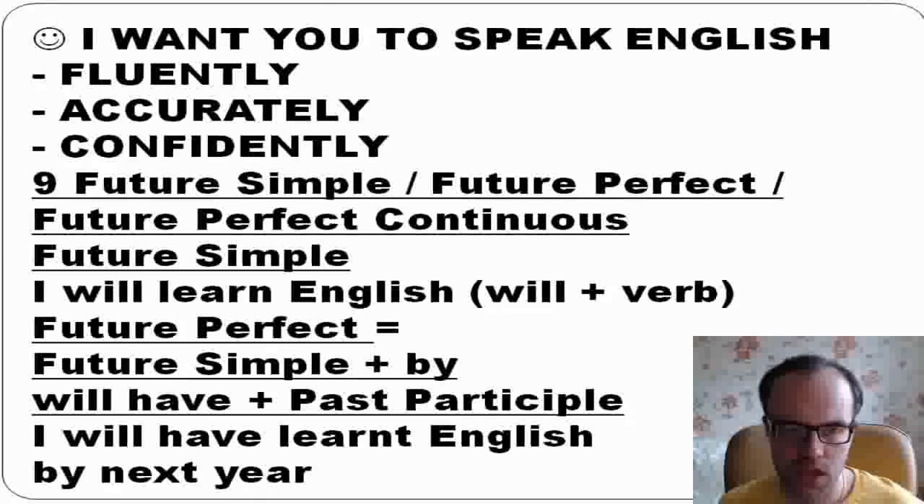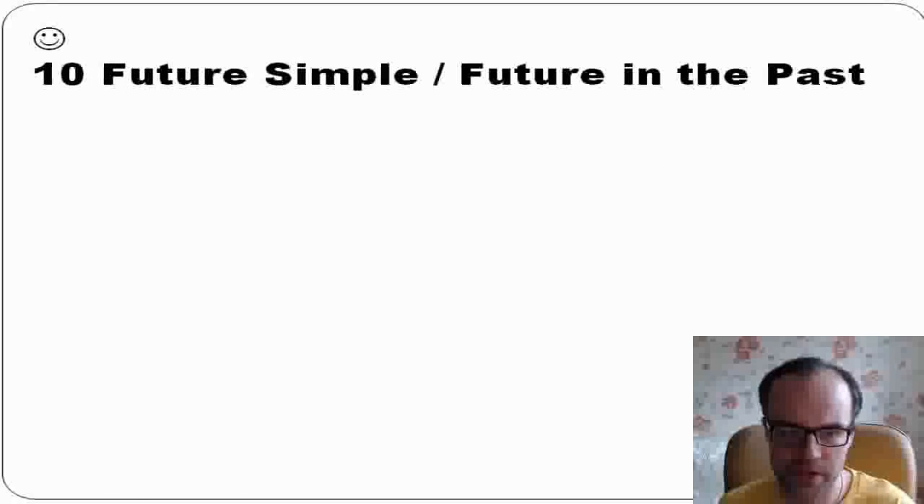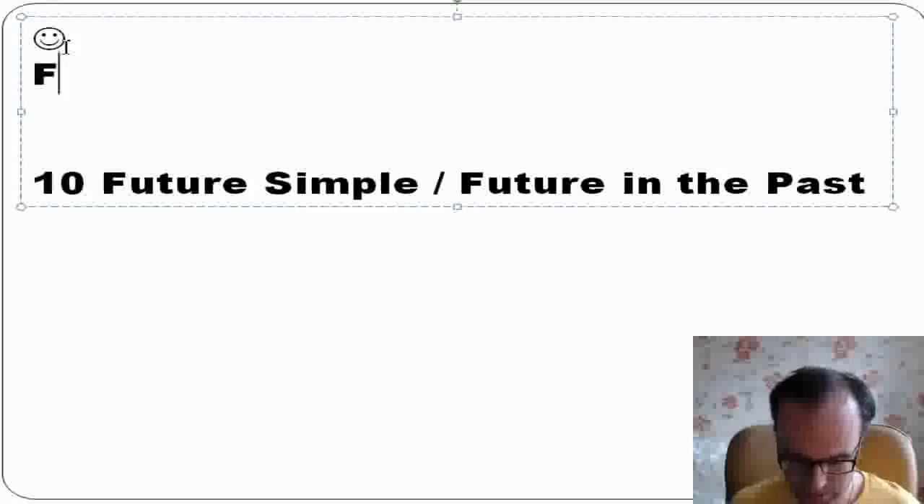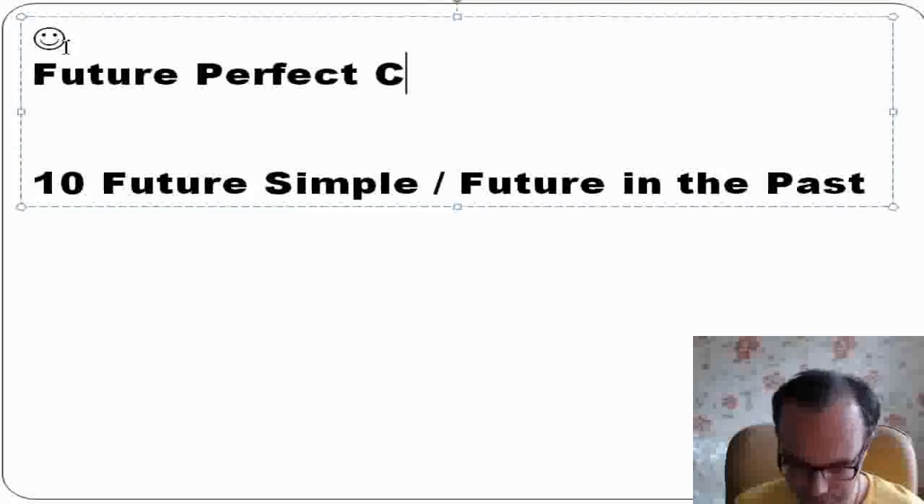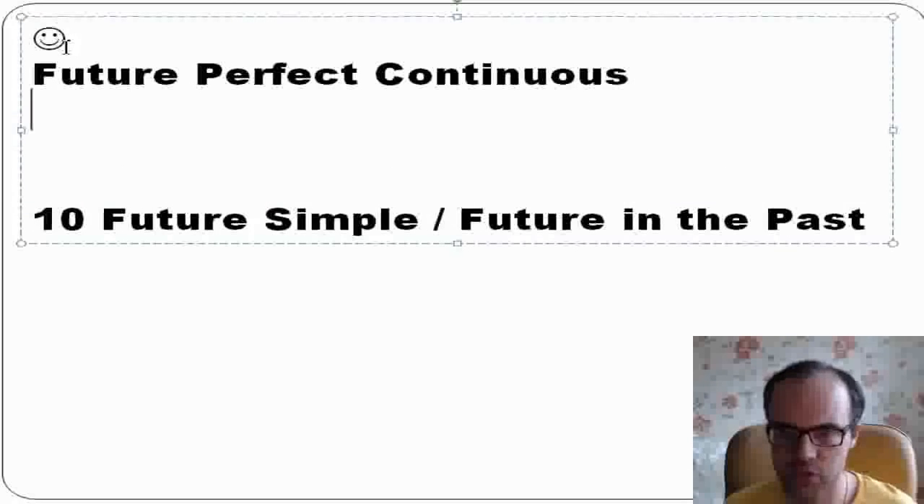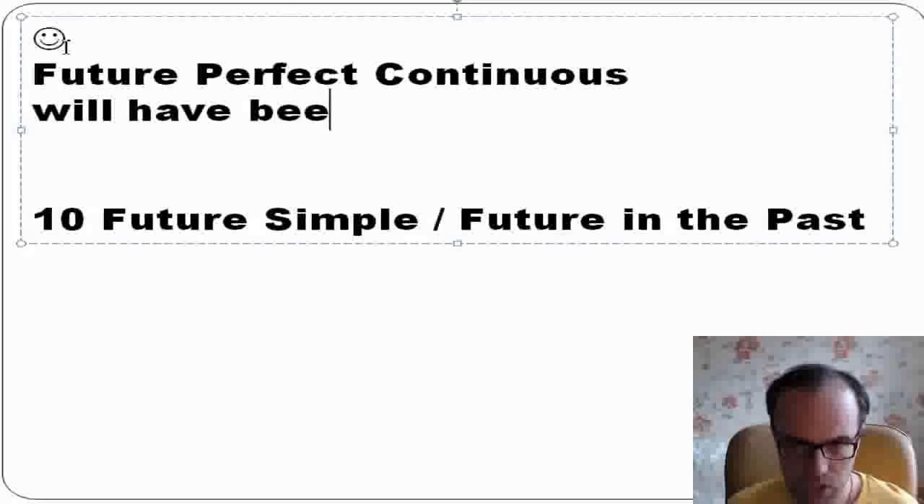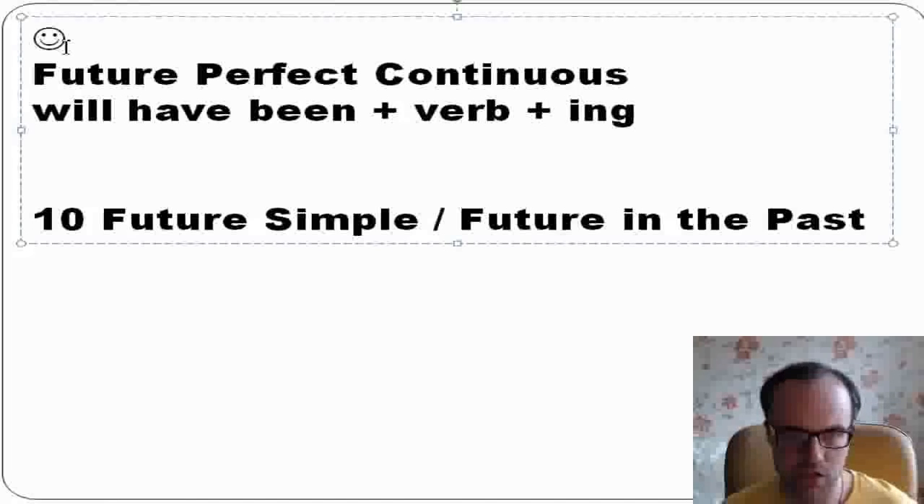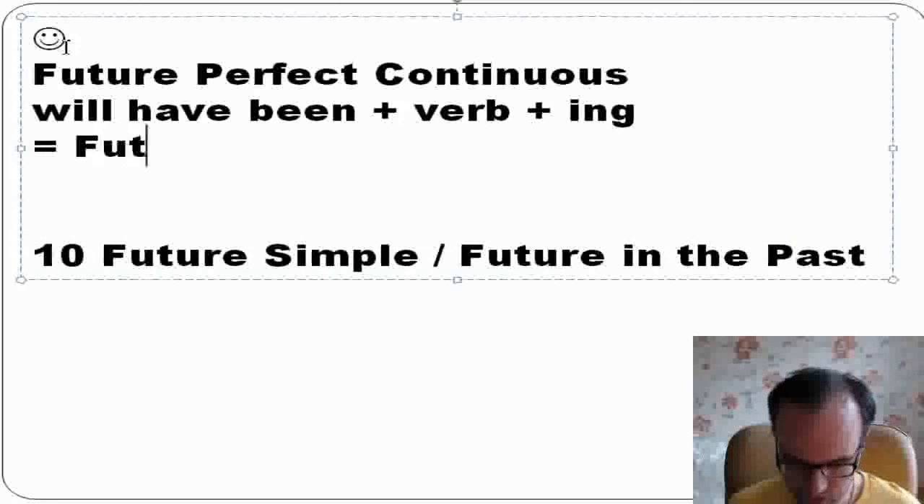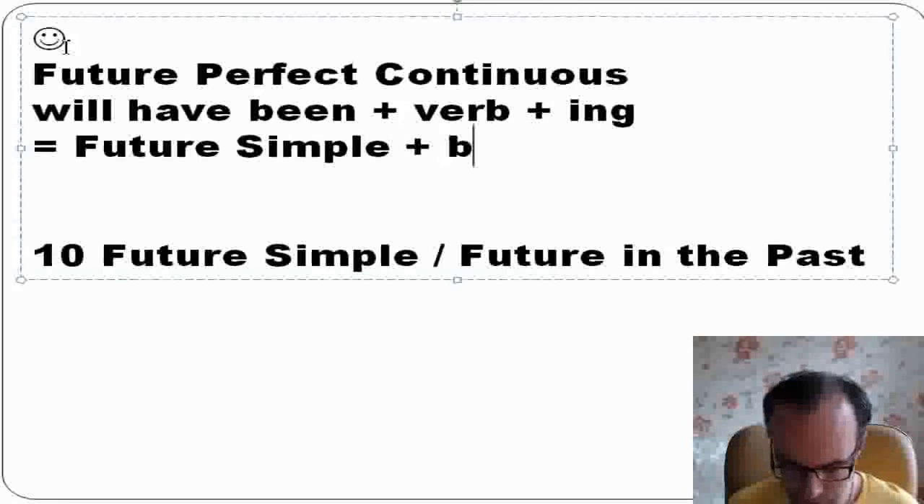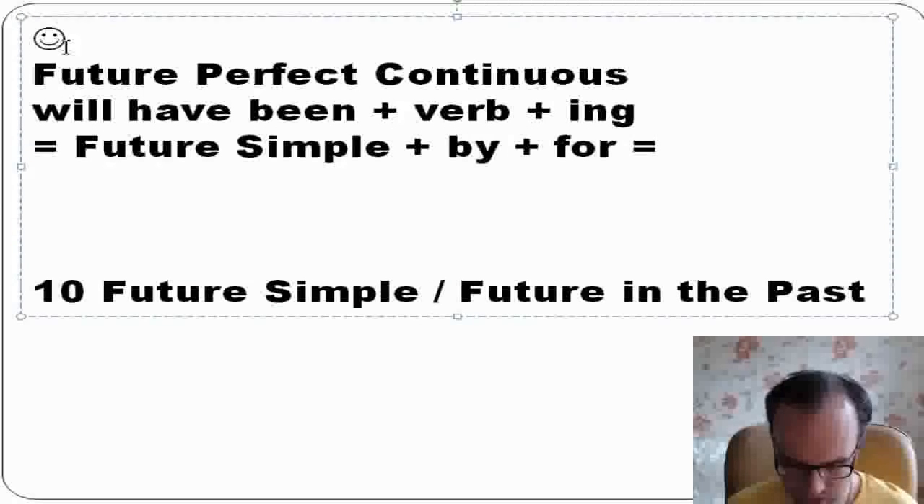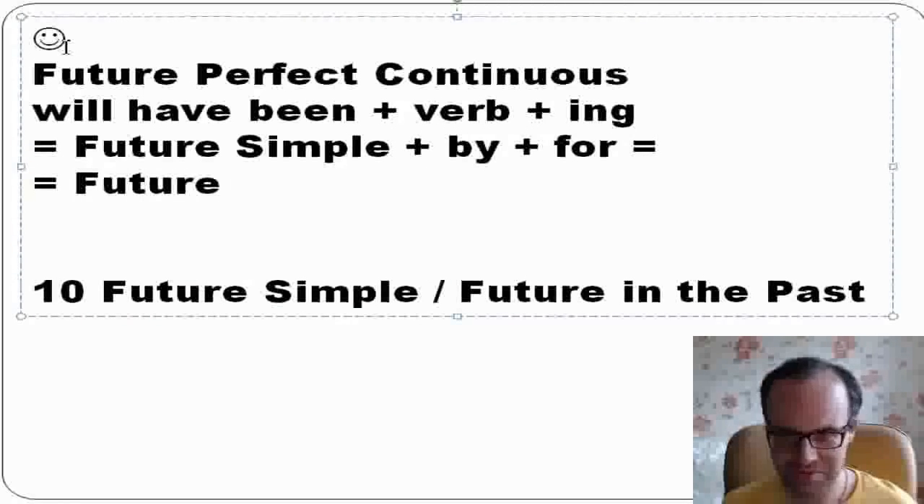Well, and what about future perfect continuous? If you want to say it in future perfect continuous, you need to say will have plus been plus verb plus ing. So what is future perfect continuous? It's future simple, but you also need by and for. You know that I'm good at maths. I taught maths, really. So it's my secret, but it isn't a secret any longer. I taught maths and I know maths pretty well.